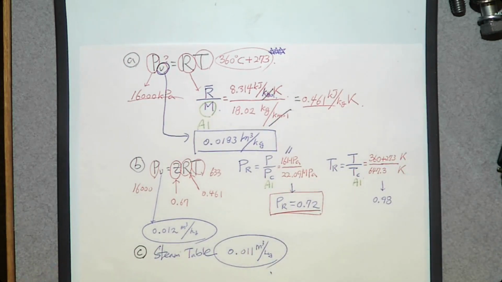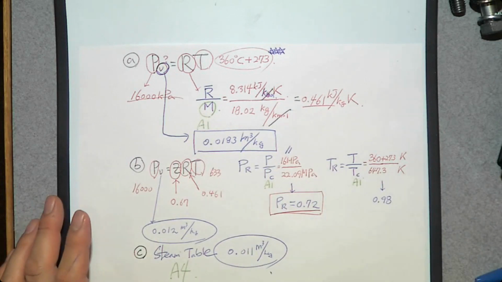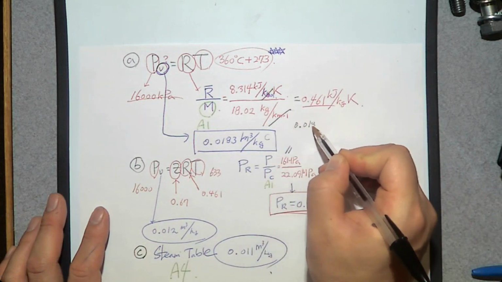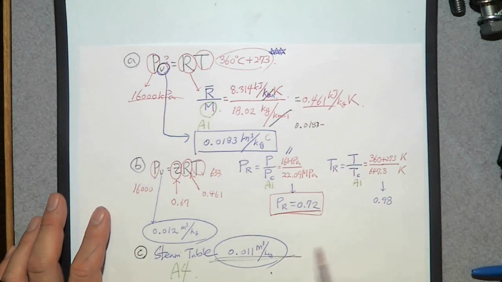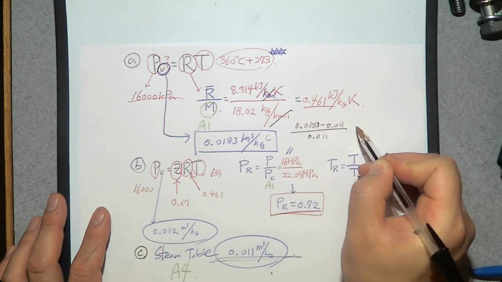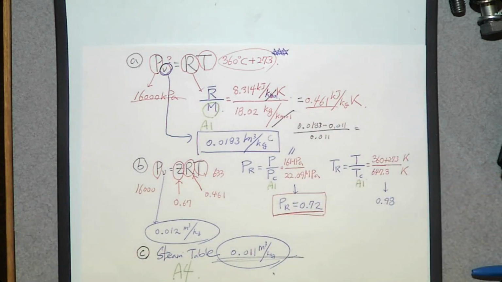Then what is the error between this one and this one, and this one and this one? Table A4, superheated vapor. Then how can you determine the error? By using this equation. For this one, 0.0183 minus the reference number, 0.011, divided by the reference number, 0.011. That's how you get the error.